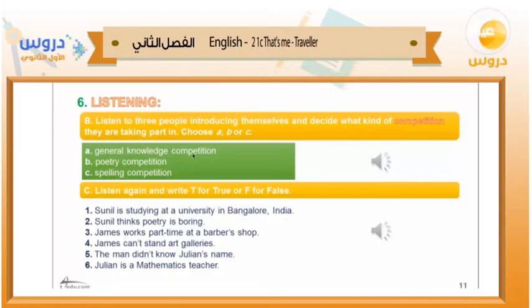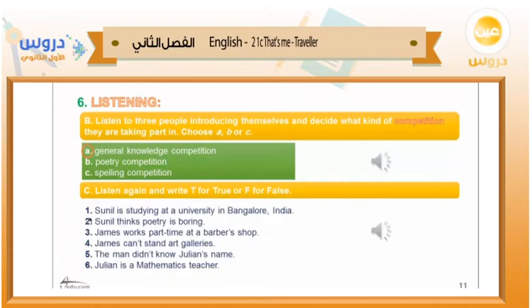A. General knowledge competition. B. Poetry competition. C. Spelling competition. Okay, what is your answer? A. Very good. It's a general knowledge competition. Now listen again and try to answer with T for true or F for false.